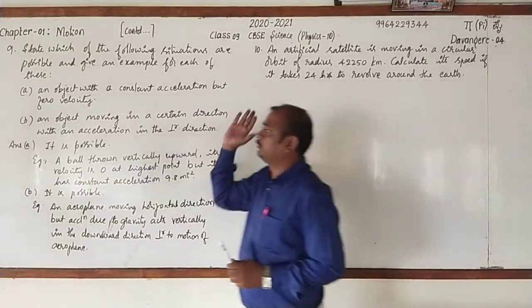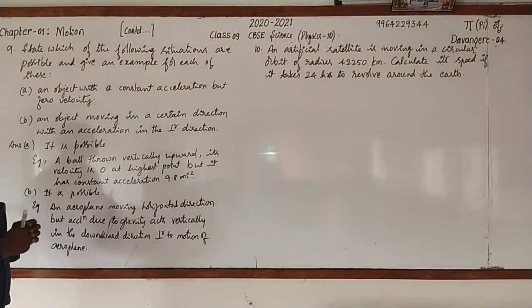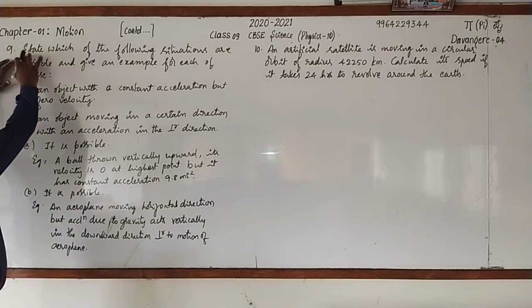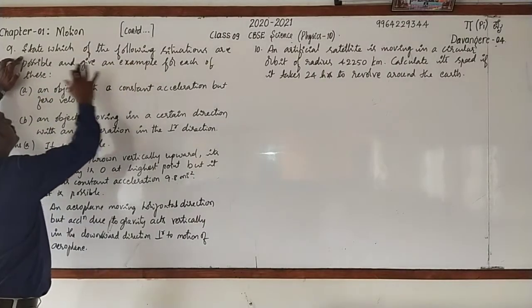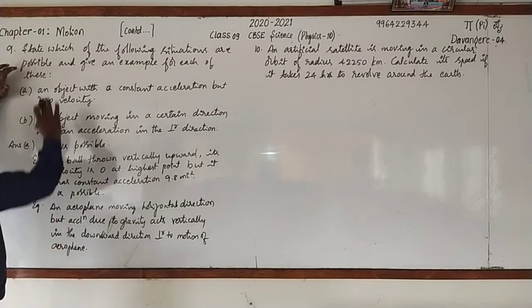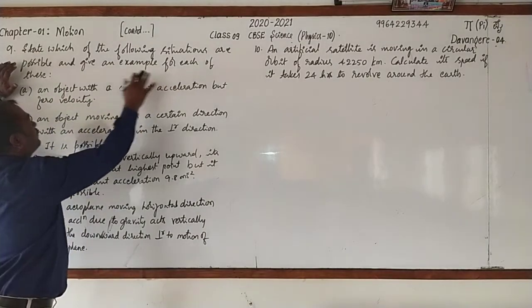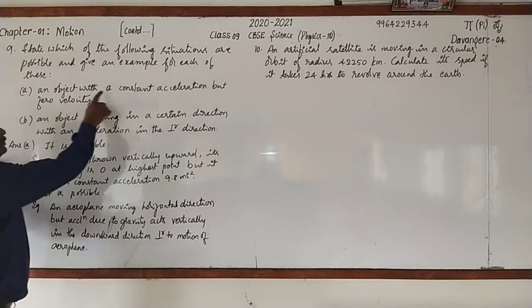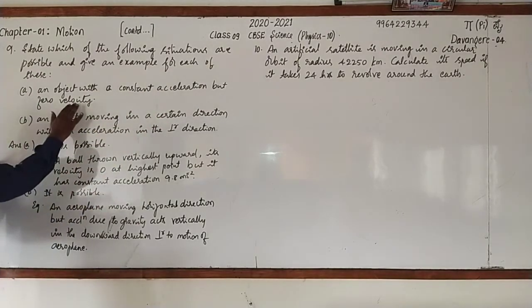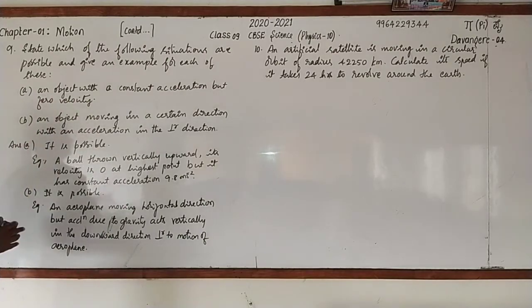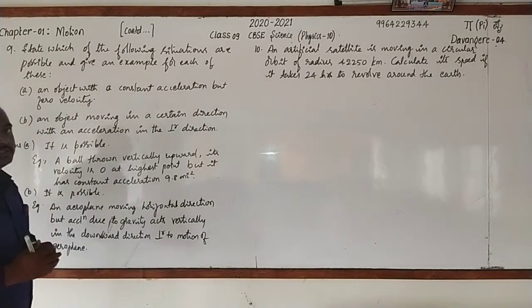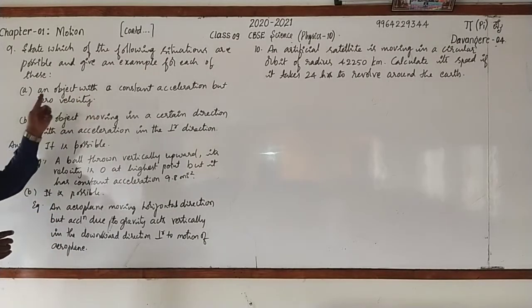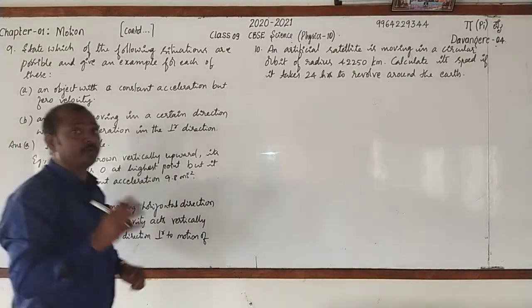Okay, now we'll move on to the last two questions of that exercise. In that ninth one, observe this. It is, state which of the following situations are possible. If they are possible, give an example for each of these. First one, an object with a constant acceleration but zero velocity. This is the first situation. Is it possible? Go through that.